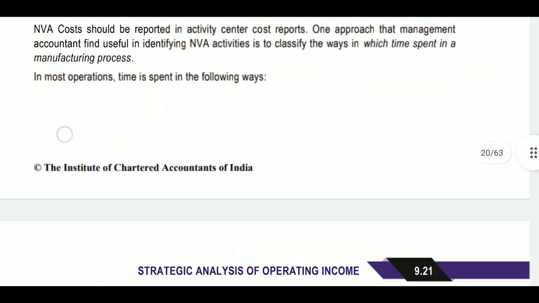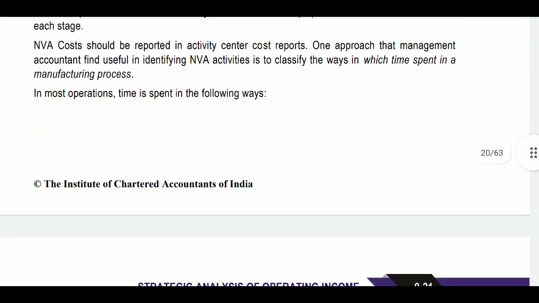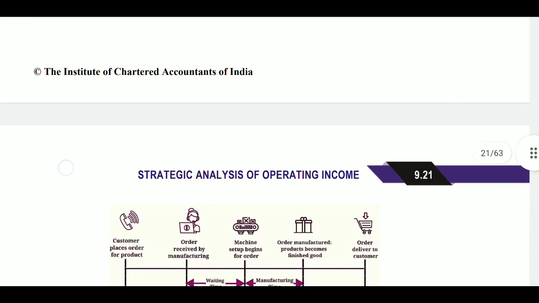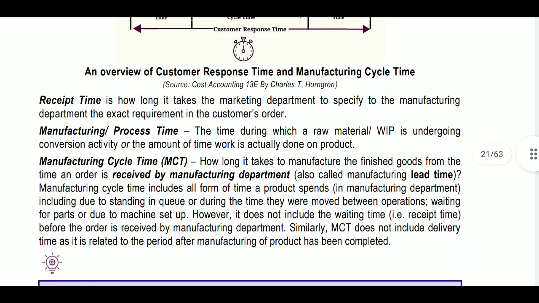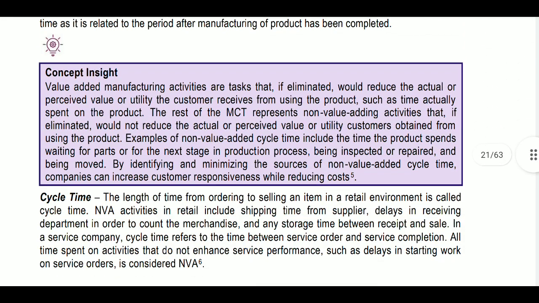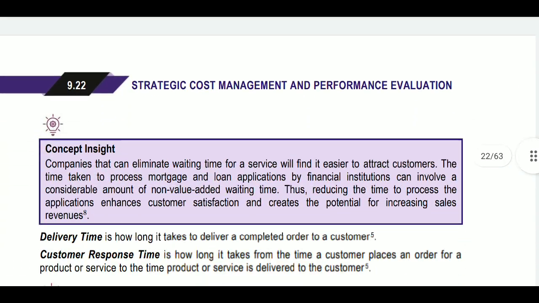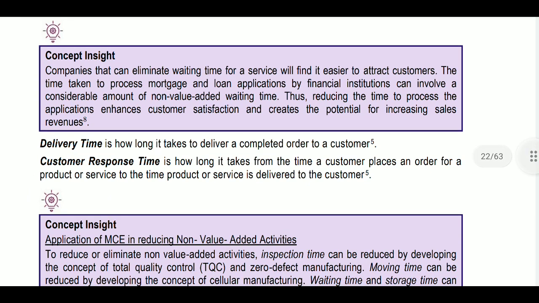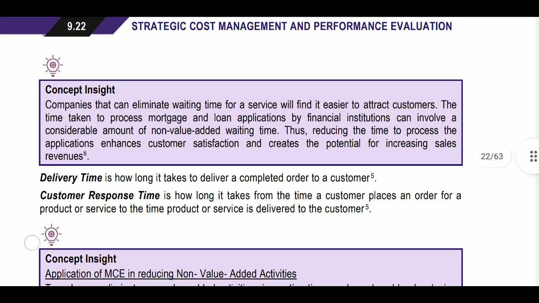Next, what is provided? A non-value added activity. In most operations, time is spent in the following ways: receipt time, manufacturing process time, manufacturing cycle time, etc. These are all non-value added. Delivery time, customer response time, and they provide the concept.